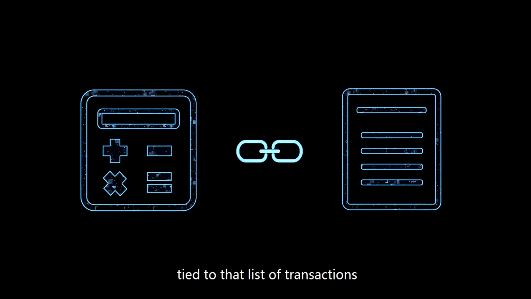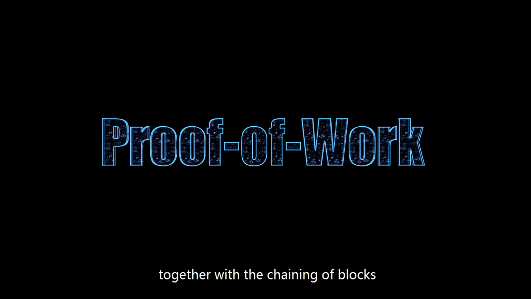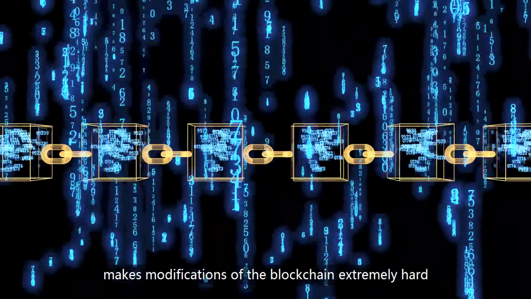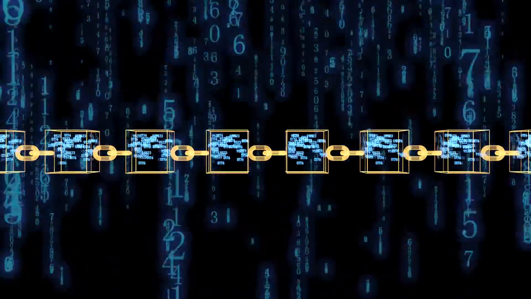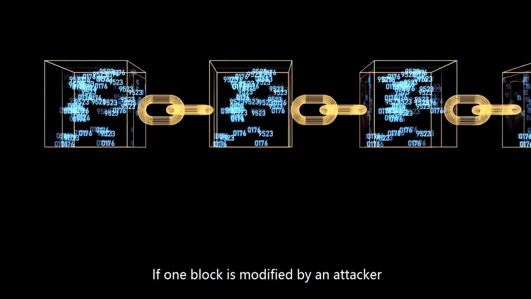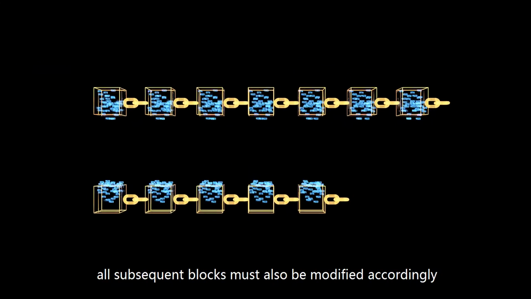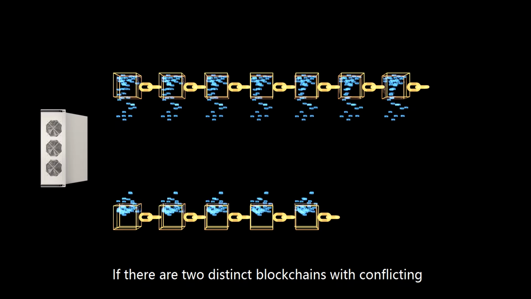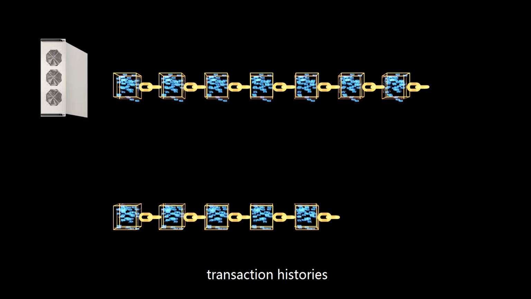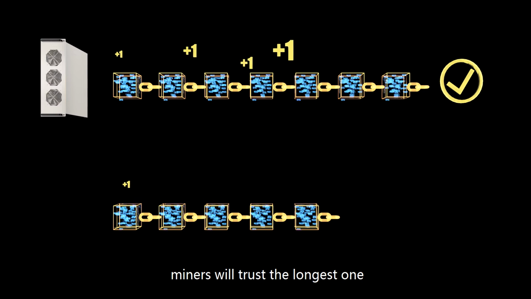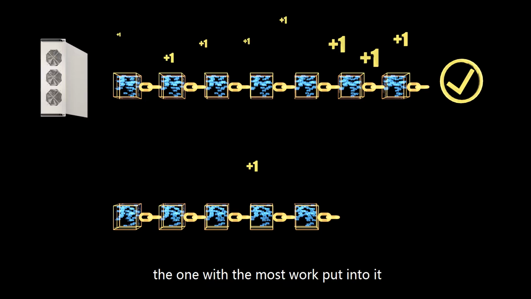And importantly, all this work is intrinsically tied to that list of transactions. The proof-of-work system, together with the chaining of blocks, makes modifications of the blockchain extremely hard. If one block is modified by an attacker, all subsequent blocks must also be modified accordingly. If there are two distinct blockchains with conflicting transaction histories, miners will trust the longest one, the one with the most work put into it.